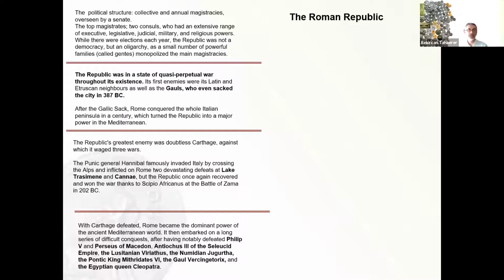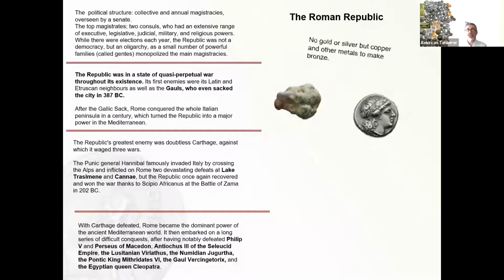It then embarked on a long series of difficult conquests after having notably defeated Philip V and Perseus of Macedon, Antiochus III, the Lusitanian Viriatus, the Numidian Jugurtha, the Pontic king Mithridates VI, and the Gaul Vercingetorix, and finally, Queen Cleopatra of Egypt.